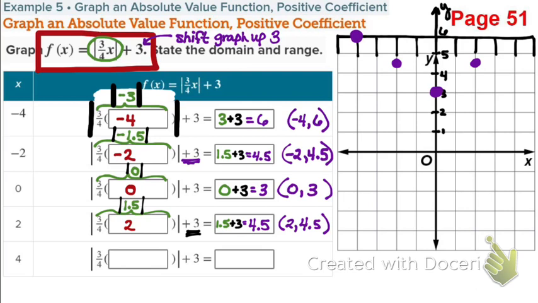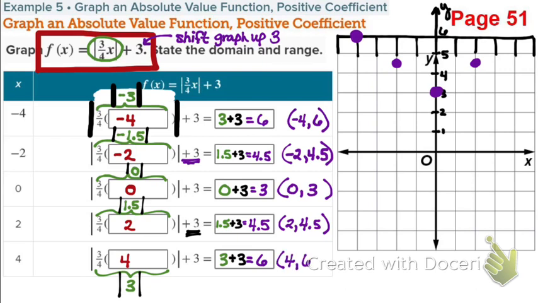Last point that we need to plot. What are we putting in for x? We're putting 4 in for x. What is 3/4 times 4? 3/4 times 4 is 3. What is the absolute value of 3? How far away is 3 from 0? It's 3 hops away. So I have 3 plus 3. When I combine those together, I get an output or a y value of 6.